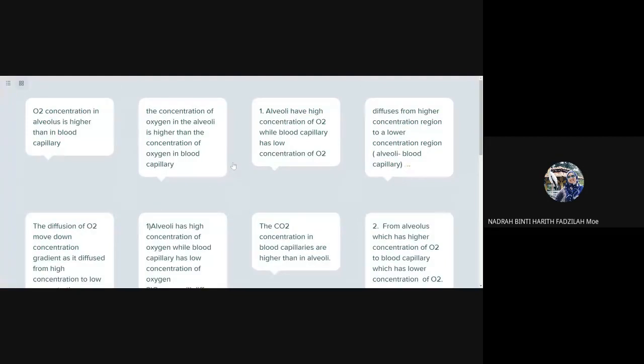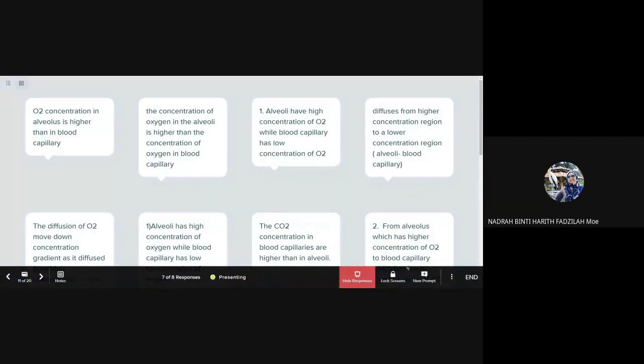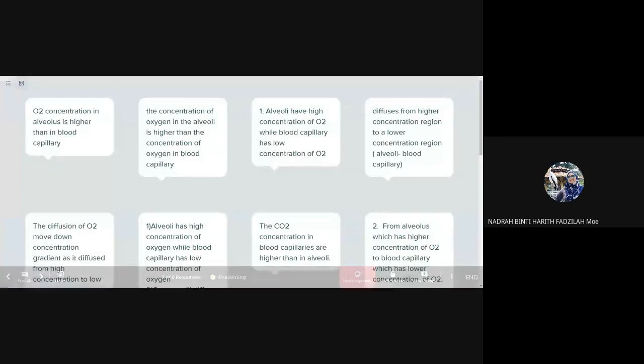Okay. So level yang pertama tu betul ya. Dan tolong betulkan kalau kamu tak include nama structure. Sebab kita tahu definisi dia ialah movement of substances from high concentration region to low concentration region. But now we want to apply the definition in the context of oxygen transport. So we know that the area that has a lot of oxygen is alveolus. The area that has lesser number of oxygen is the blood capillary. Okay.